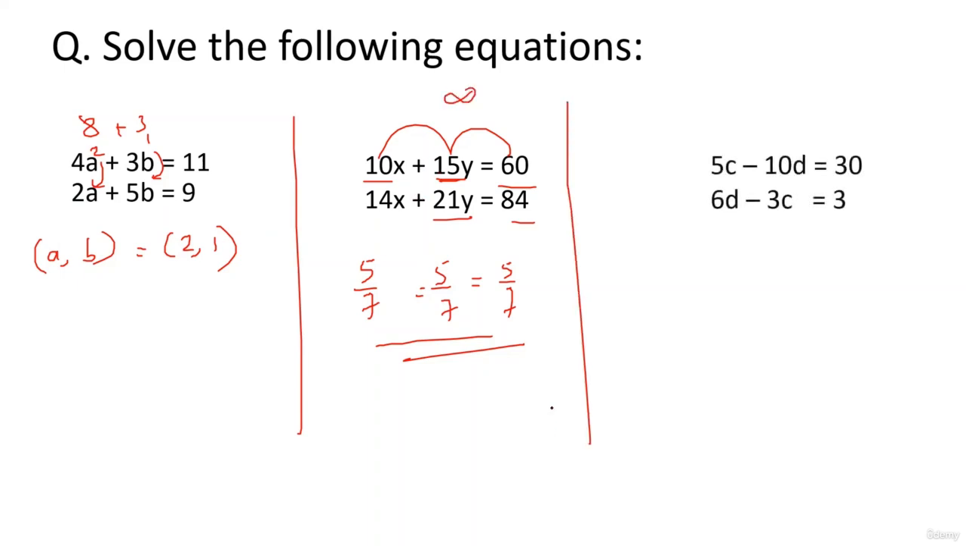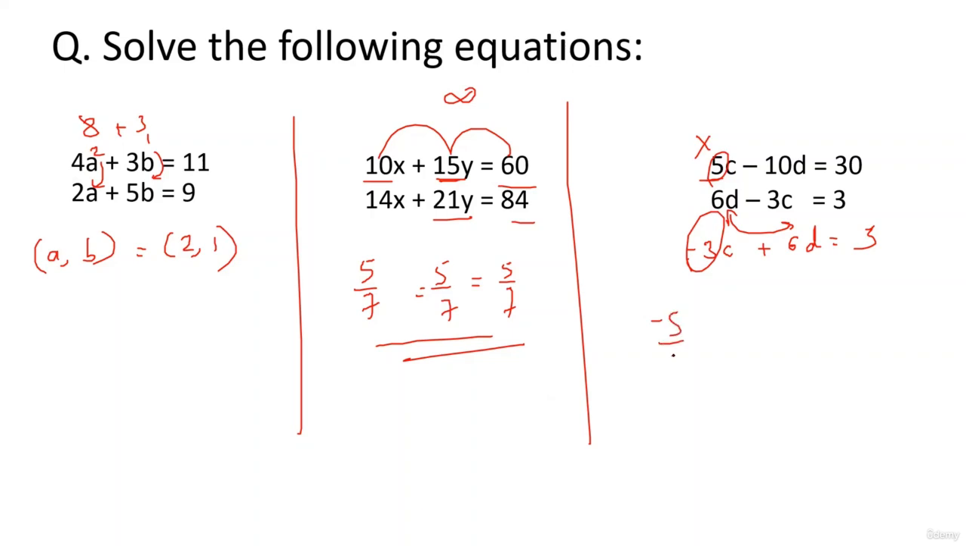Okay, let's go on to the last one. 5c minus 10d equals 30 and 6d minus 3c equals 3. The first step is to take the ratio of these two terms. Okay, observe carefully. Purposely, they have interchanged the terms of C and D. So the second equation should have been minus 3C plus 6D is equal to 3. Now we will take the ratio.